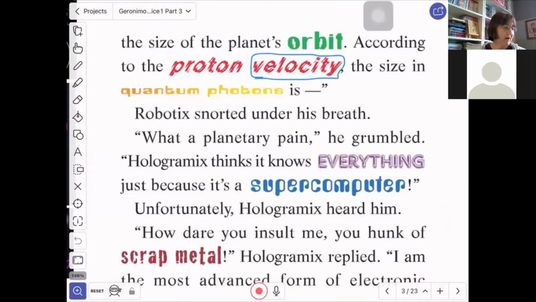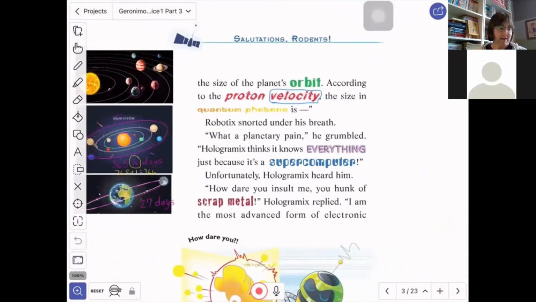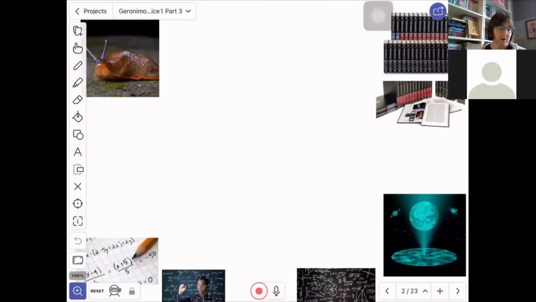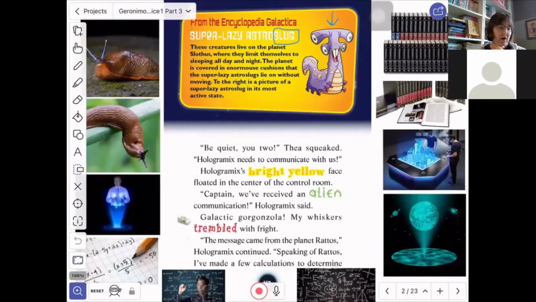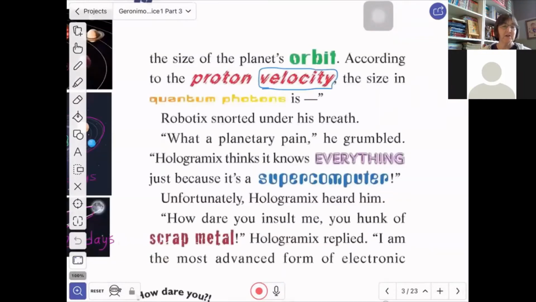So we are here where I have to figure out who's talking. What's going on? Oh, Robotics. Well, Hologramics is talking, and he's saying that he's made a few calculations to determine the size of the planet's orbit. I think that's the planet Rattos that they're going to see. And then he says a bunch of stuff here that doesn't really make any sense.